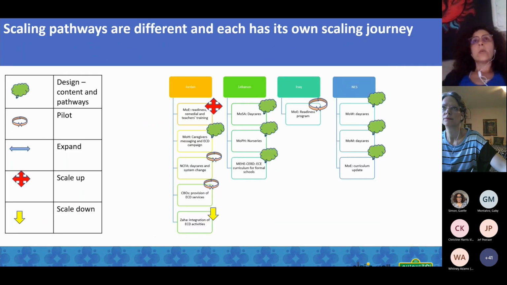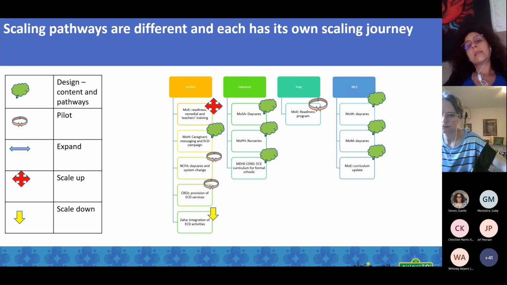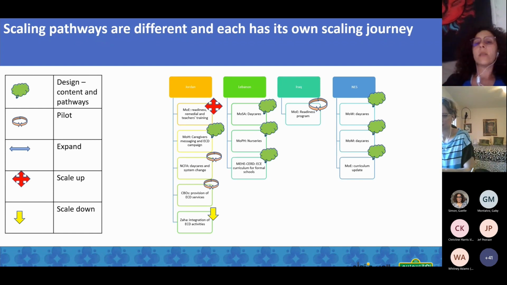To move you forward into our journey, it's not a straightforward journey. So we have been designing with some partners, piloting with others, expanding with others, and scaling up in some cases, scaling down in other cases. As I said, we work in 4 countries, and we have new pathways that are now to be added to the Iraq work, where we have worked with the Ministries of Education across the 4 countries, specifically in Northeast, Northwest Syria, to work on improvement of early childhood education.